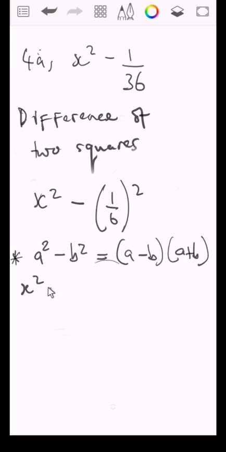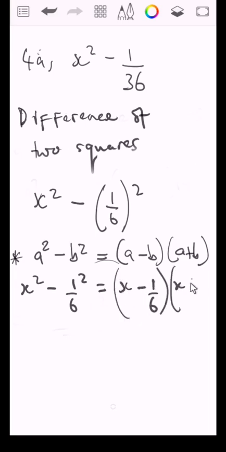here, we have x squared minus 1 over 6 squared is equal to x minus 1 over 6, x plus 1 over 6. This is our final answer.